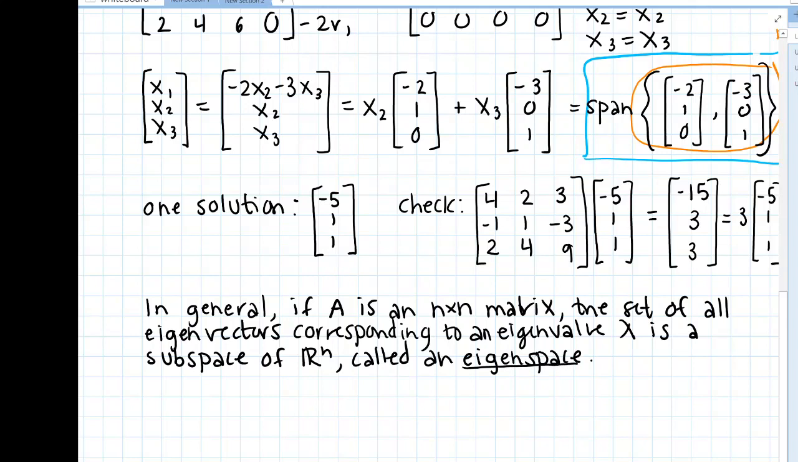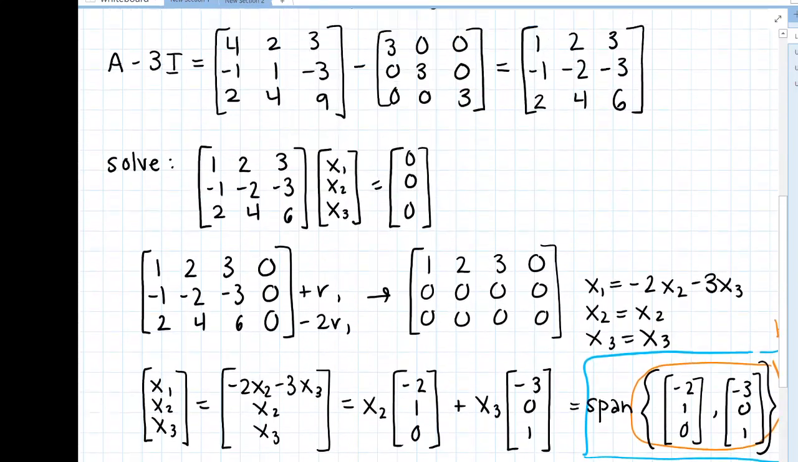I know it's a fancy sounding word, but really we're not saying anything too new here. I don't want you to think this is some crazy new concept, it's just saying that it's a subspace of Rn. And the reason it's not a new concept is that we already knew the thing we're talking about here is a subspace, because let's go back to where this all came from.